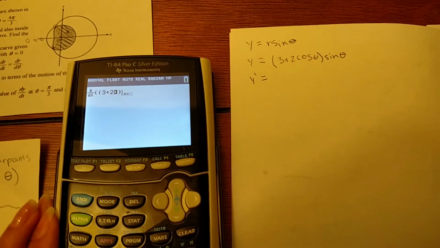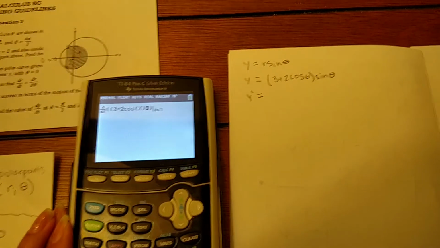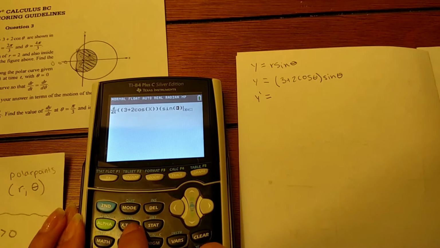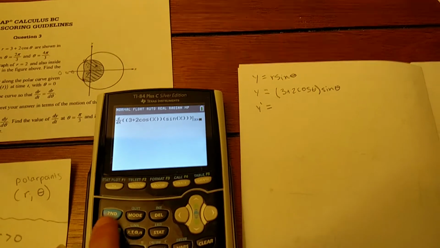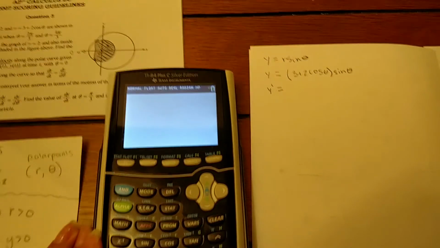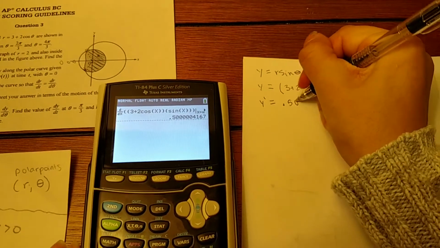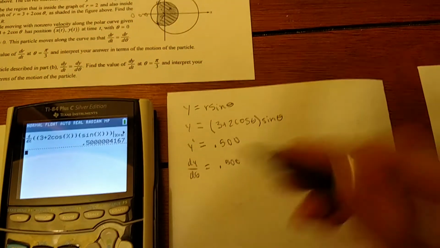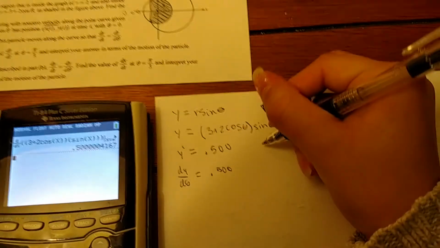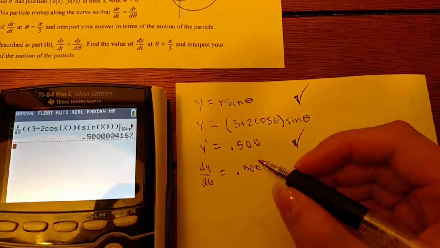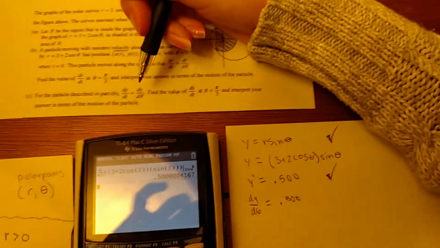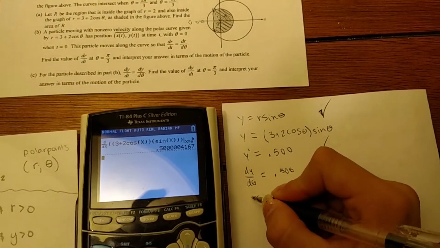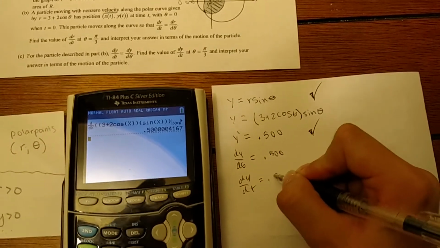3 plus 2 cosine theta times the quantity of sine theta at the value, of course, of pi over 3. And that will give you 0.5. The last part, this really tricky last point. This is your first point, changing it, and then your value is the second point. So dy d theta is 0.5. And it gives you dy d theta is equivalent to dy dt. So you're going to use this, your dy dt equals 0.500.